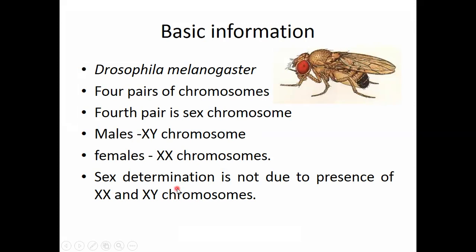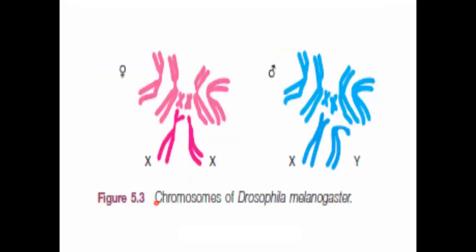As you know, in humans, XX are the sex chromosomes present in females, while XY are those present in males. So basically in humans, the Y chromosome determines maleness. The presence of Y participates in the development of male. But for Drosophila, it is not the case. In Drosophila, the Y chromosome does not play any role in the formation of male.